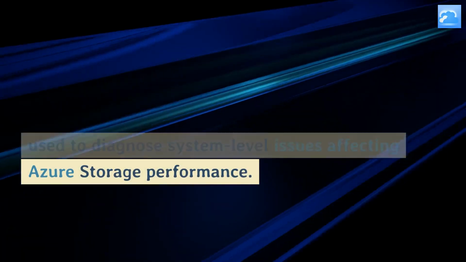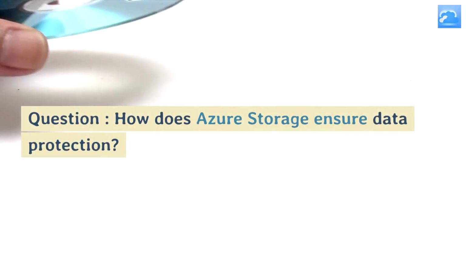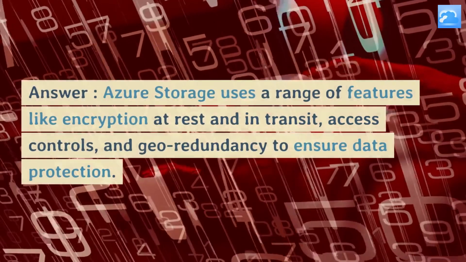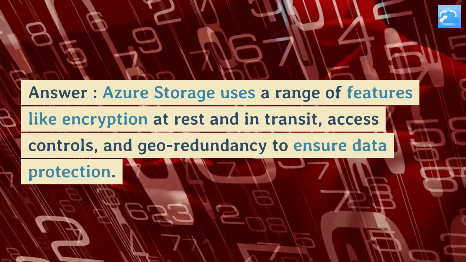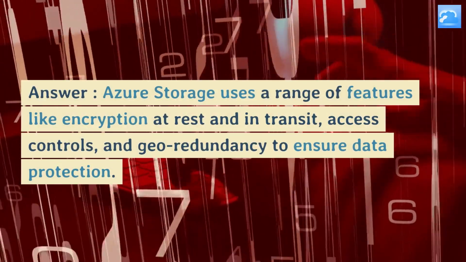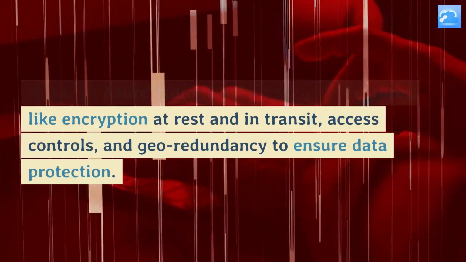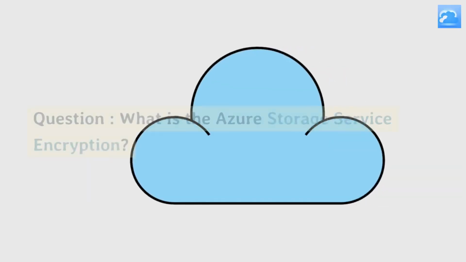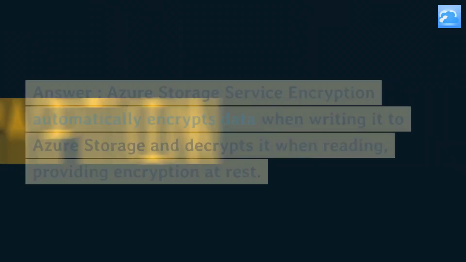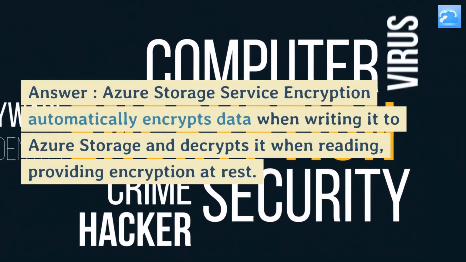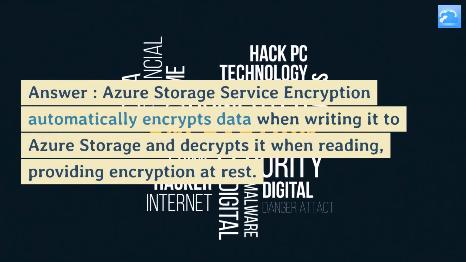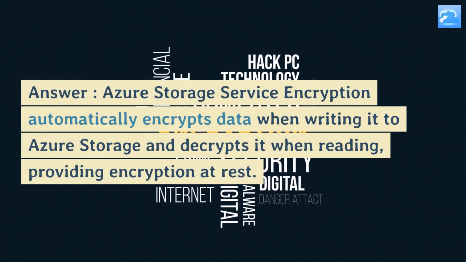Question: how does Azure Storage ensure data protection? Answer: Azure Storage uses a range of features like encryption at rest and in transit, access controls, and geo-redundancy to ensure data protection. Question: what is the Azure Storage Service Encryption? Answer: Azure Storage Service Encryption automatically encrypts data when writing it to Azure Storage and decrypts it when reading, providing encryption at rest.